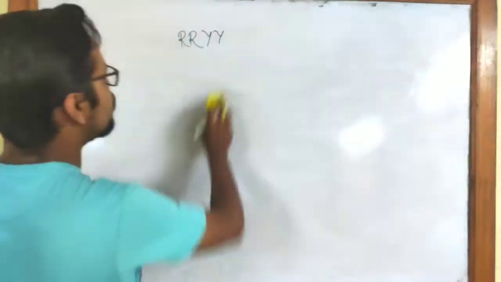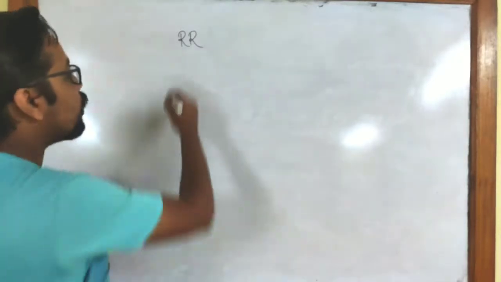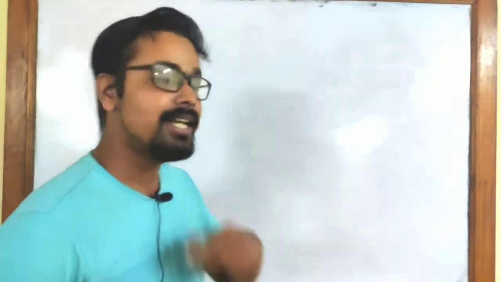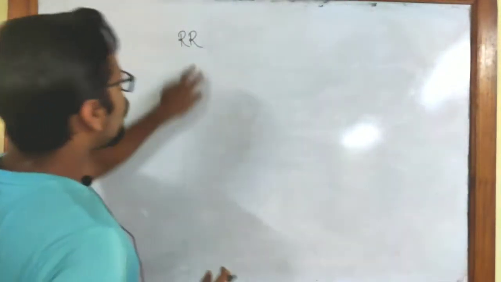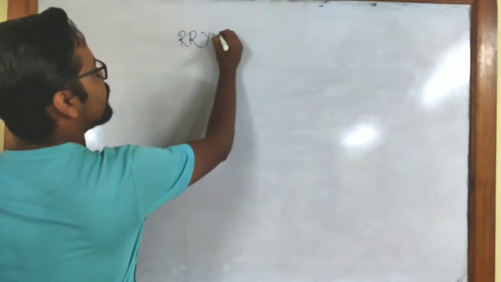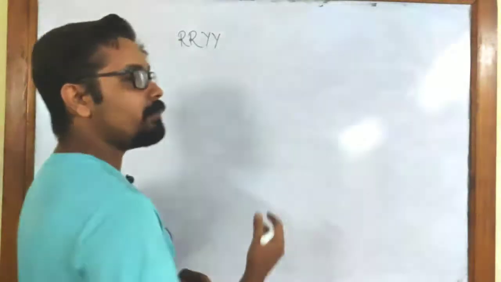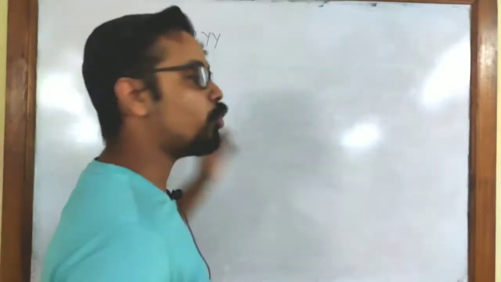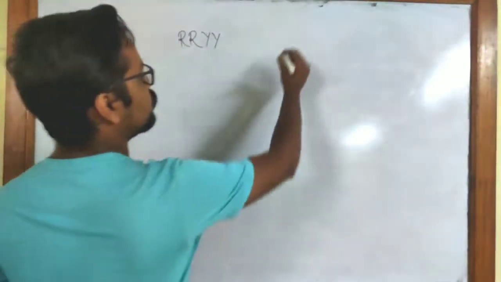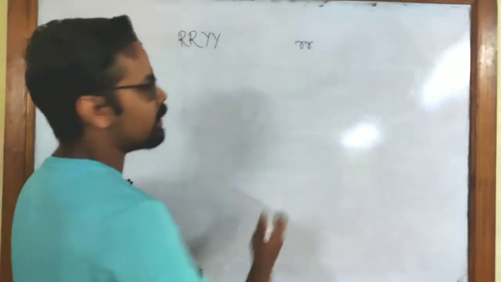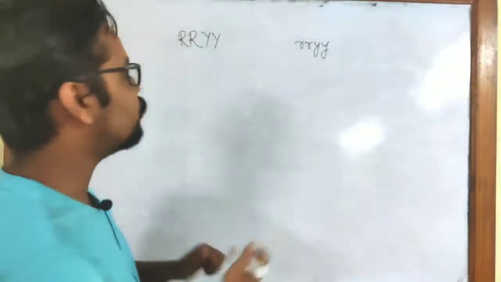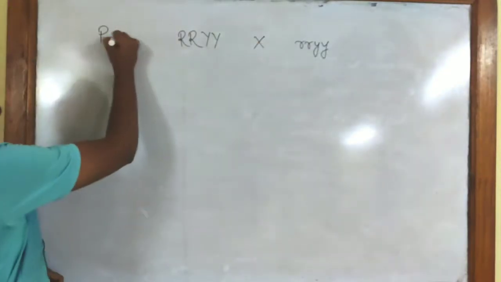So two pure characters together. If it had been monohybrid, we would have taken only capital R, or suppose only capital Y. Since it is dihybrid, we will be considering two characters at the same time. So pure means homozygous dominant round and homozygous dominant yellow. This is one of the parents, and the other parent will be homozygous recessive, meaning all the alleles will be in the recessive form. So it will be wrinkled, small r, and green, small y. These are the two parents and we will cross them. So this is the P generation.